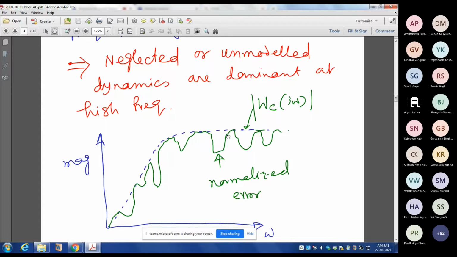So one thing is sure: for this normalized error plot, you can consider some weight WC such that it encompasses the error. That means this weight plot is just above this normalized error. You can do that for any unmodeled dynamics, any normalized error due to unmodeled dynamics.